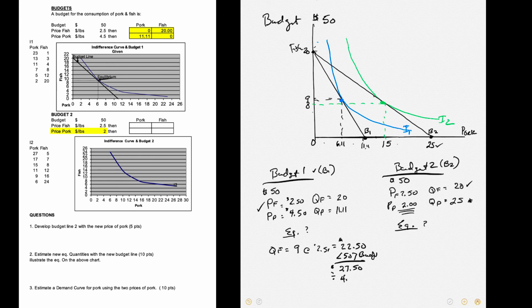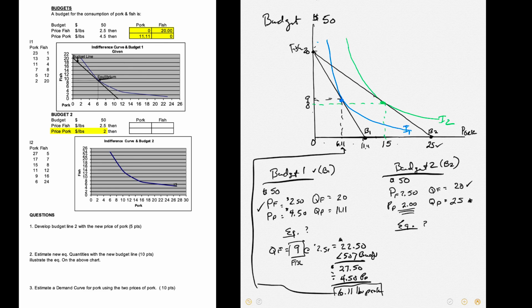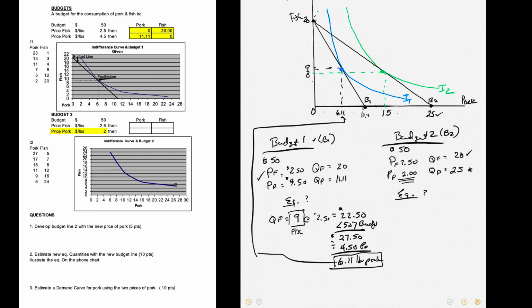And if you divide that by the high price of pork, $4.50, that gives us about 6.11 pounds of pork that we could possibly buy. So if you look at that first indifference curve and budget line, that is how we got to this equilibrium quantity of 6 and 9. Again, that's given to you in the first homework. So if you have the prices of $2.50 and $4.50 for fish and pork respectively, you ended up with 9 units of fish and 6.11 units of pork.